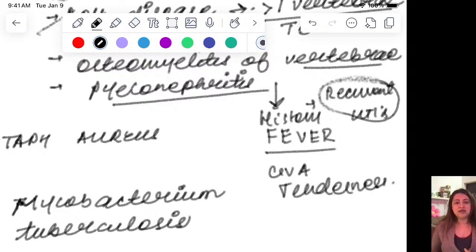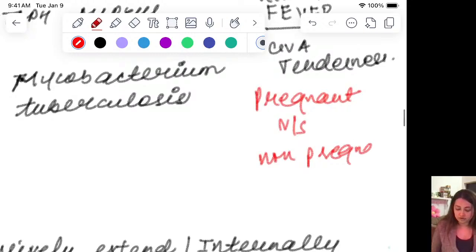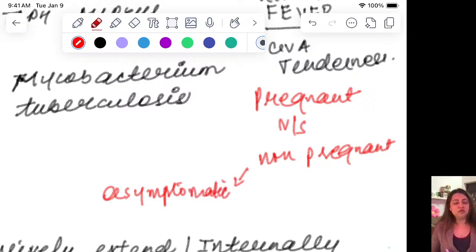Now, pyelonephritis is a serious infection. So this is the reason why whenever you come across any pregnant female, if you compare pregnant versus non-pregnant, there are two things here. Whenever we are talking about a normal female with asymptomatic bacteriuria, that means routine urine tests were done, and on routine testing it was found that there is presence of bacteria. The bacteria are present here, okay? But the patient is asymptomatic. So in this case, you're not going to prescribe the patient antibiotics.